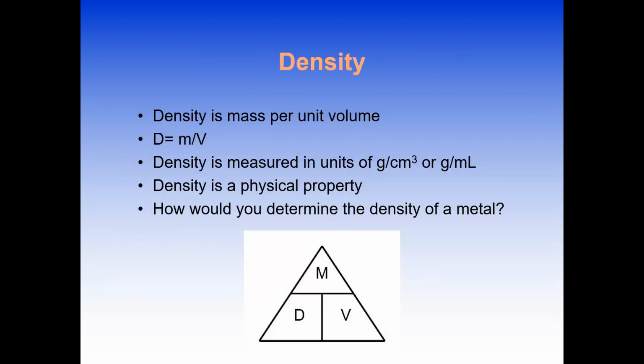This brings us to an interesting property called density. So density is the mass per unit volume. And its equation is D equals M divided by V. Density is measured in the units of grams per centimeters cubed or grams per milliliter. Units you should both be familiar with now. We're just putting them together. So density is a physical property.